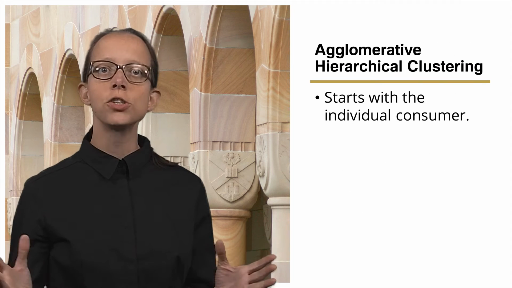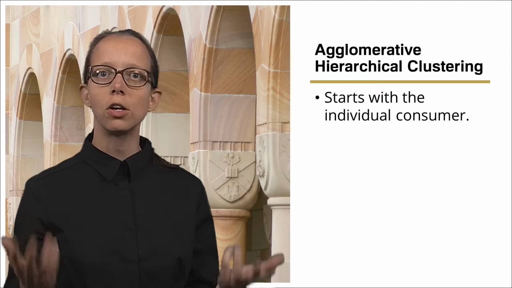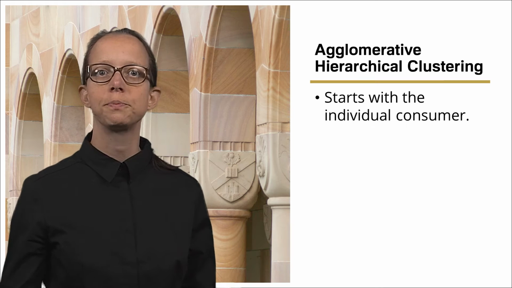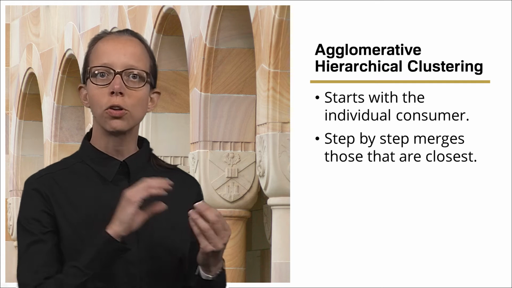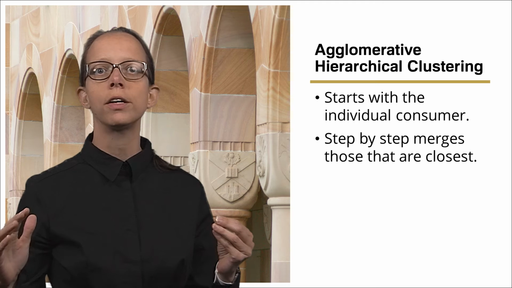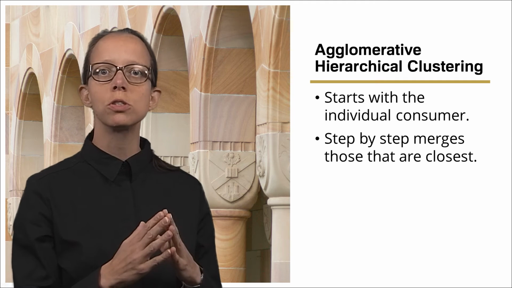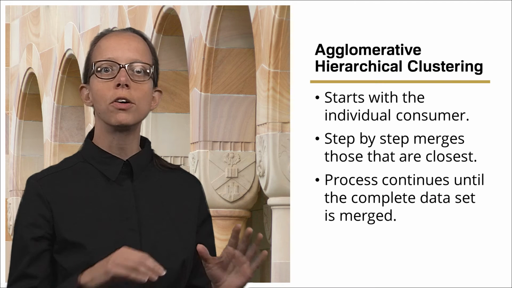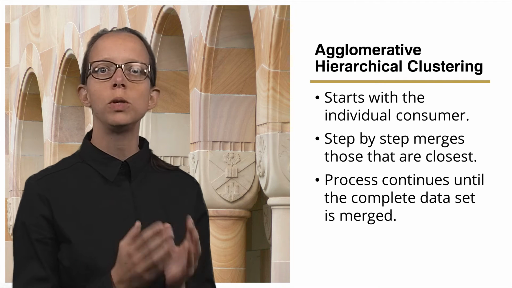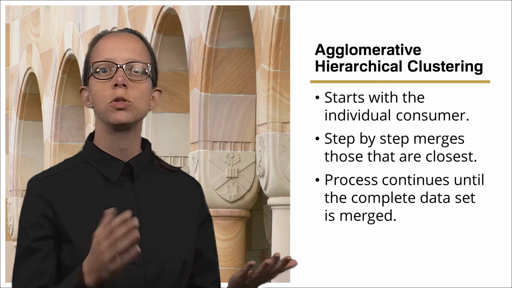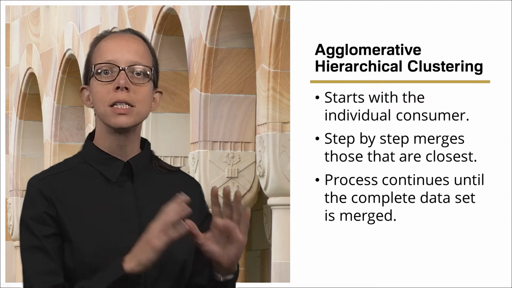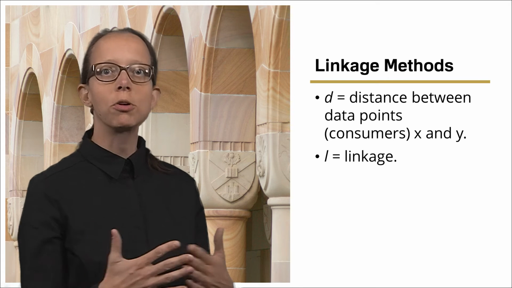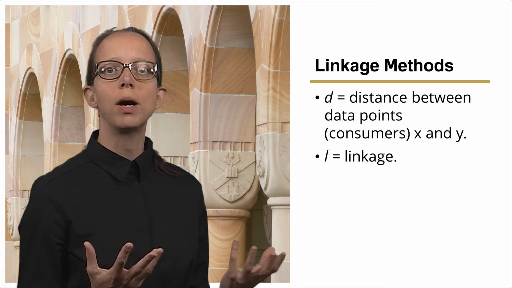If we start with each consumer having their own segment, we can use agglomerative hierarchical clustering methods to create fewer, larger segments. We do this by calculating how close each consumer is to all other consumers. Then we put the two consumers which are closest to one another together into one segment. Once there are at least two consumers in one segment, we need to change from calculating distances between consumers to calculating distances between segments.